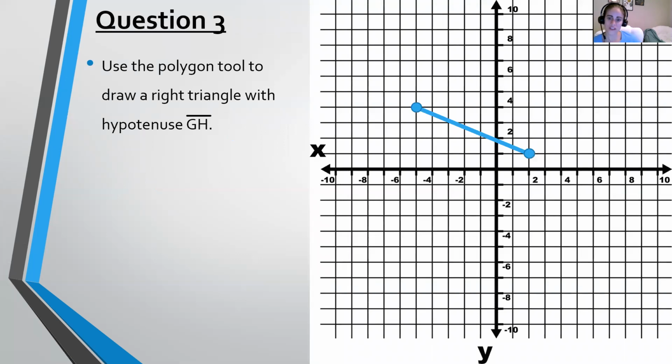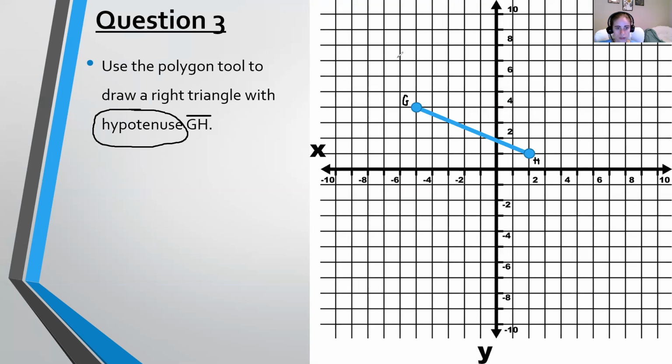All right, this problem right here is similar to question 3 on your test. Use the polygon tool to draw a right triangle with hypotenuse GH. So I did make a little goof and I forgot to label this. So here's point G, here's point H. So all we need to do is make a right triangle, and we're told that this line segment we're given here is our hypotenuse.